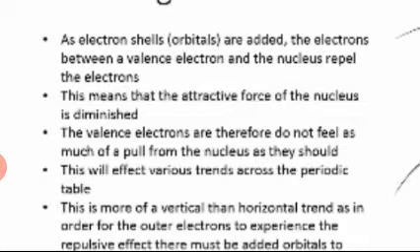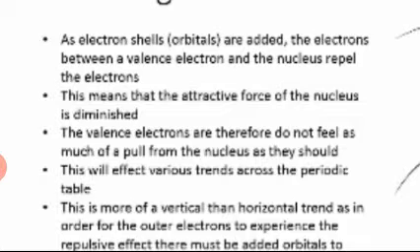This happens down the group, along the vertical lines, like hydrogen, lithium, sodium, potassium. In these, there are one shell, two shells, three shells, four shells respectively. So as the number of shells increases, this attraction of the nucleus toward the electrons decreases. This means the shielding effect increases down the group.